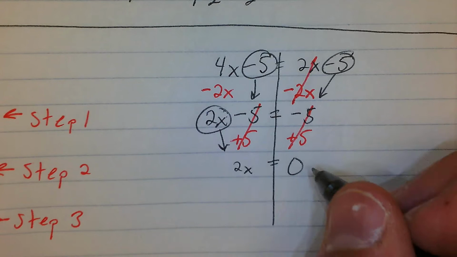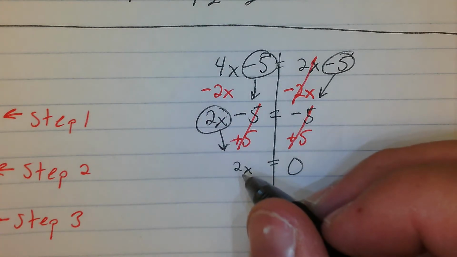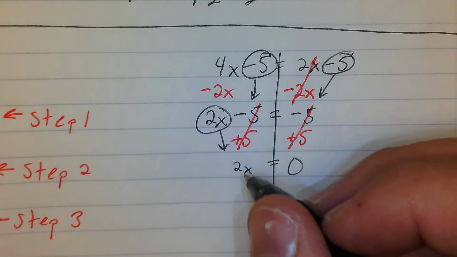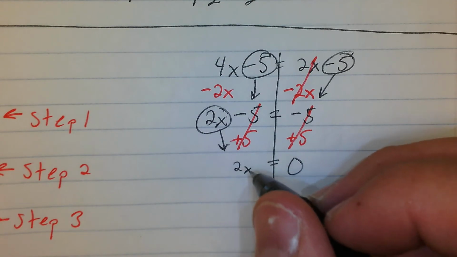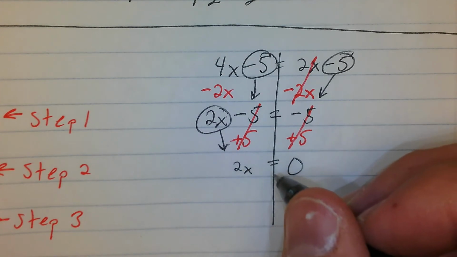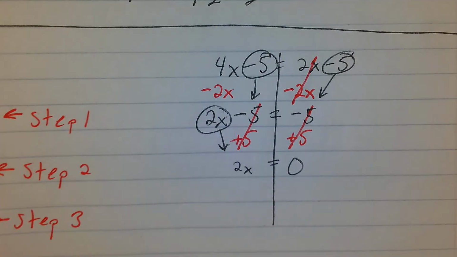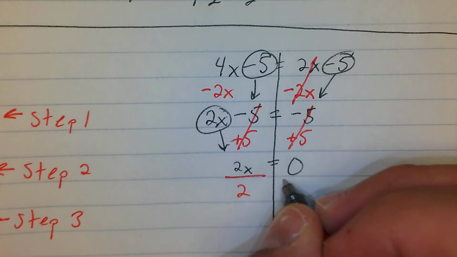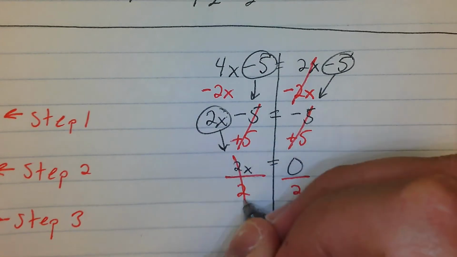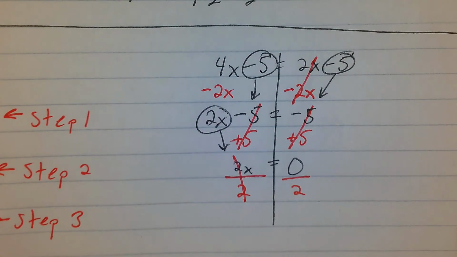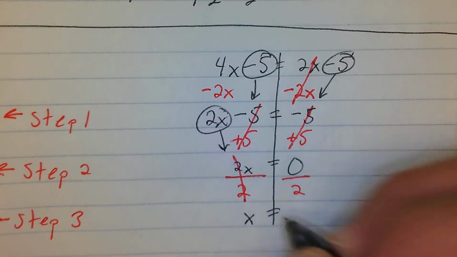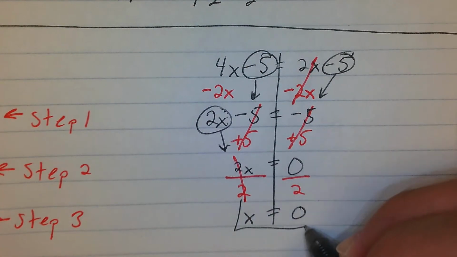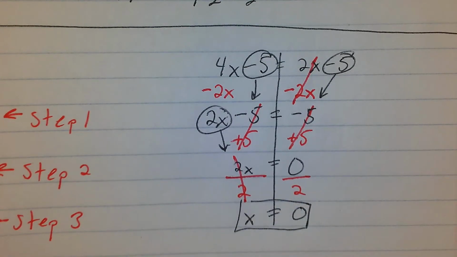So now I have 2x equals 0. Well, there's only one number that I can multiply by x to give me 0. Right? There's only one number I can multiply 2 by to give me 0, and that would be 0. So if we go through the math anyways here, I'm going to divide by the coefficient. The 2's will cancel. I'm left with x by itself. And then 0 divided by 2 would be 0.